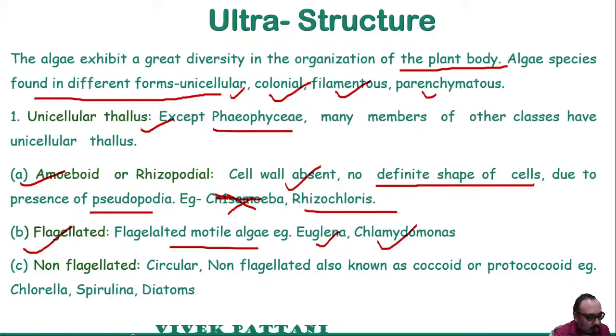Next comes the non-flagellated one, which includes circular non-flagellated forms known as coccoid or protococcoid algae, with examples such as Chlorella, Spirulina and diatoms. We will see photographs in the later part of the lecture.